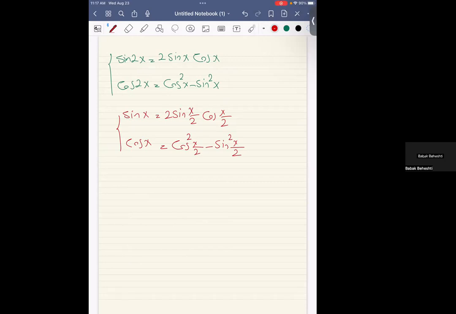For example, in question 7D in your test, you want to prove this identity: tangent of x half equals 1 minus cosine x divided by sine x. So here I can work on the right-hand side. Let's use this formula. For cos x, we have cos square of x half minus sine square of x half. But this is also equal to 1 minus 2 times sine square of x half, right?